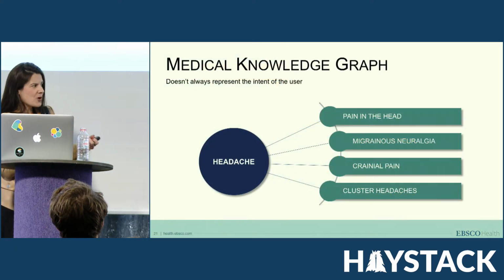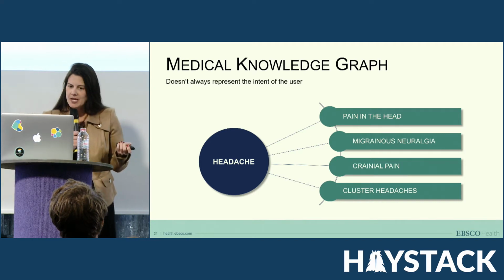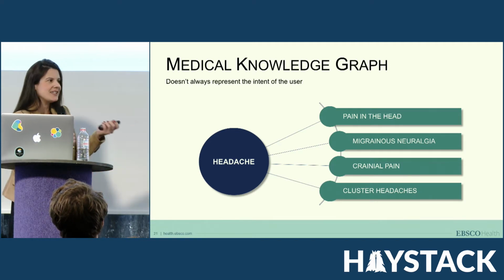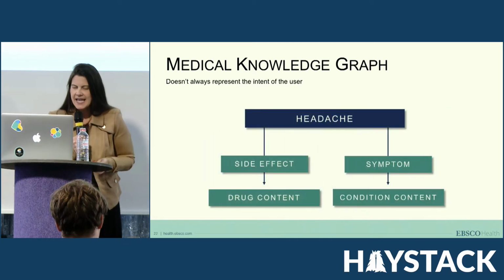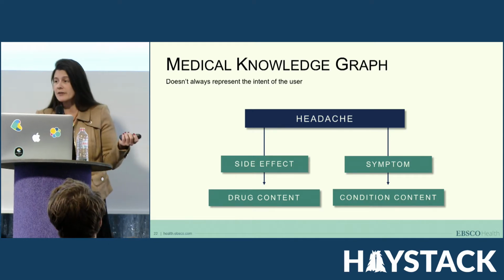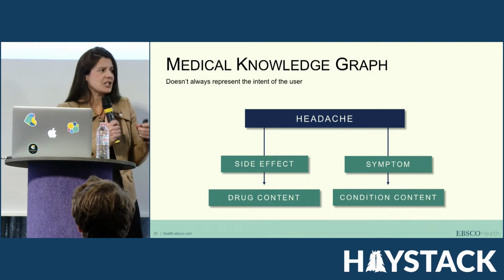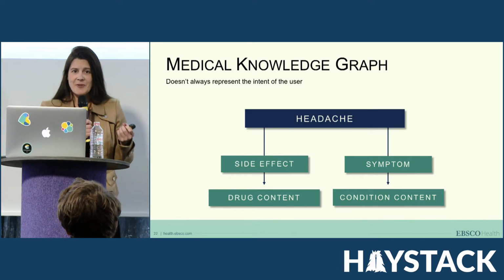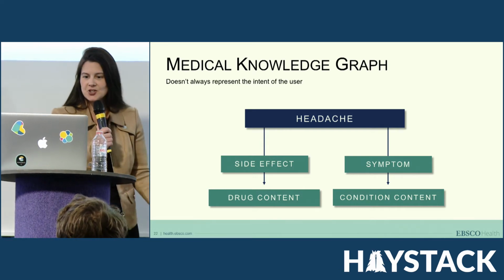Now, there's other times where I can semantically understand a particular term, but that doesn't mean I really understand what the intent of the user is. So headache is an example of this. Headache could be a side effect of many drugs, or it could be a symptom of a medical condition. So essentially, if I were to use this to construct my criteria, I would have way too much drug content flooding my search results.